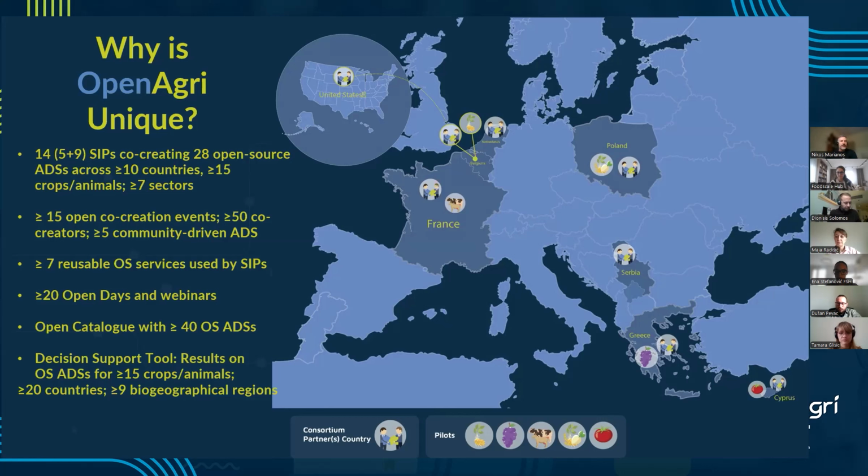5 more ADSs will be created in the context of participatory prototyping activities inspired by the makerspaces approach, aiming to solve local farm challenges. Moreover, OpenAgri will offer 7 reusable open source software services to support ADS providers in building ADSs based on cloud, edge, and mixed model based approaches. The OpenAgri results will be shared through more than 20 open days and webinars, a catalog of open source solutions, and a powerful decision support tool that helps select the most appropriate edge, cloud, or mixed model ADS for different conditions across Europe.